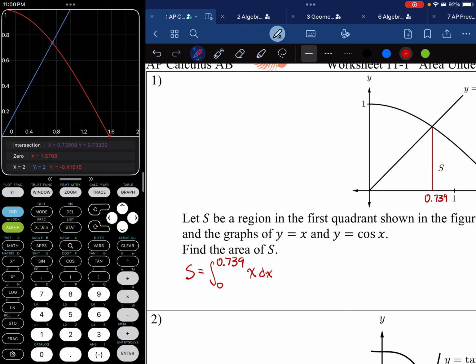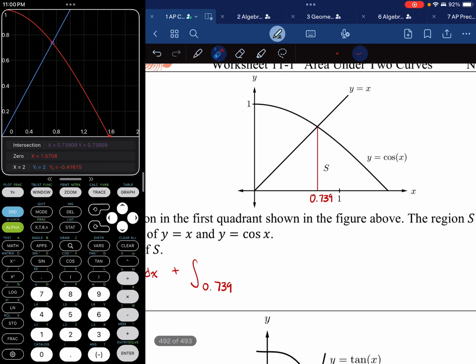And then I'm also going to add the right piece. The right piece goes from the same bound of 0.739 all the way to that spot right there. And okay, so this is one of those things that if you know your trigonometry, this goes really fast.